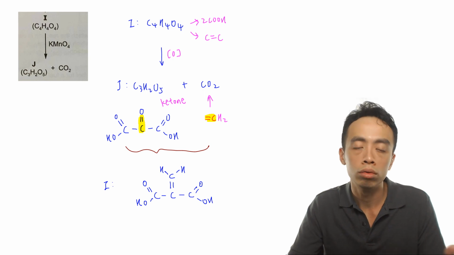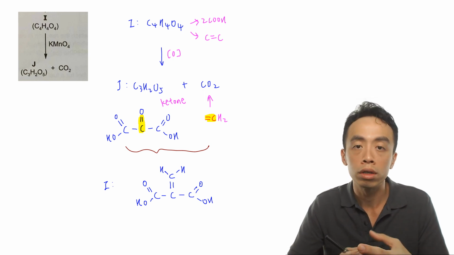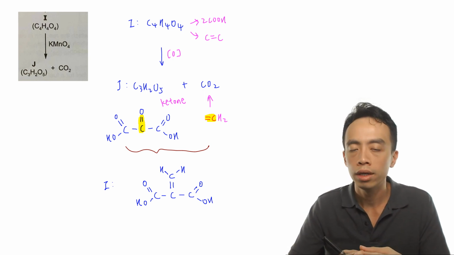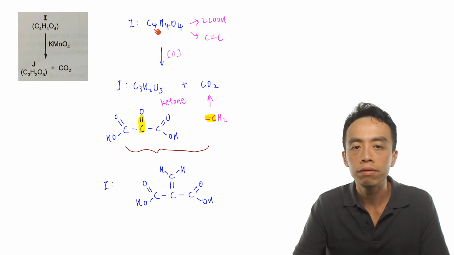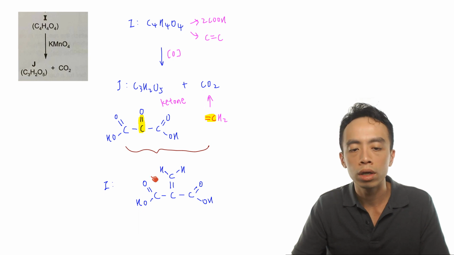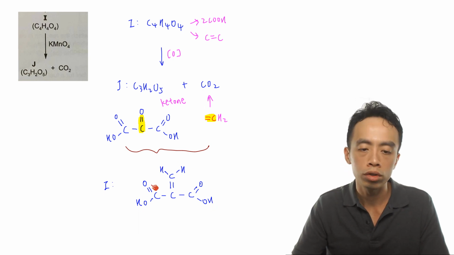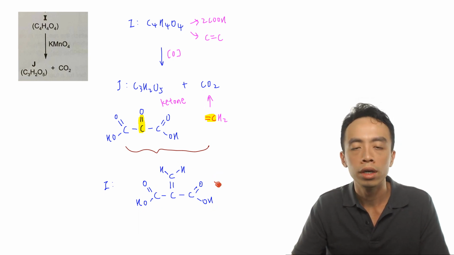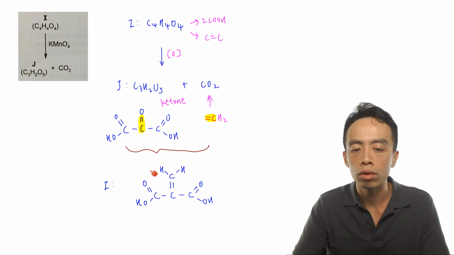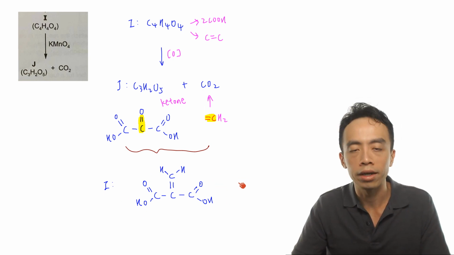If we want to, I think it is also a good idea for us to verify the molecular formula as a way to double check our answer. C4H4O4. So I have 4 carbon, 1, 2, 3, 4. 4 hydrogen, 1, 2, 3, 4. 4 oxygen, 2 from each of the 2 acids here. So I has been identified.